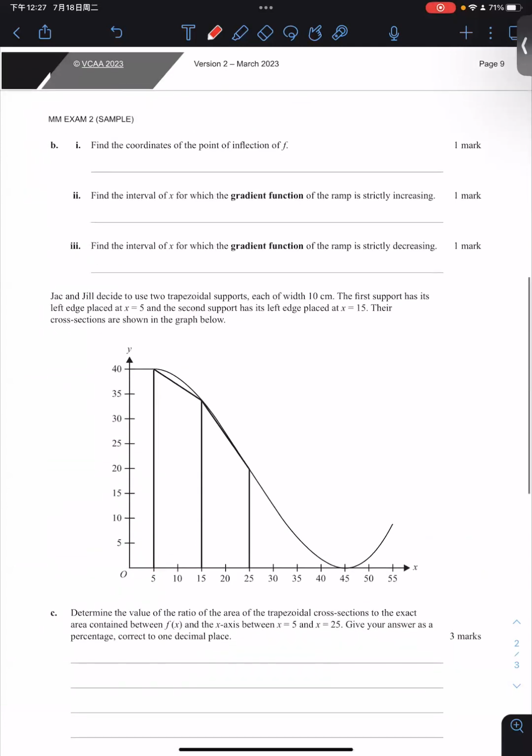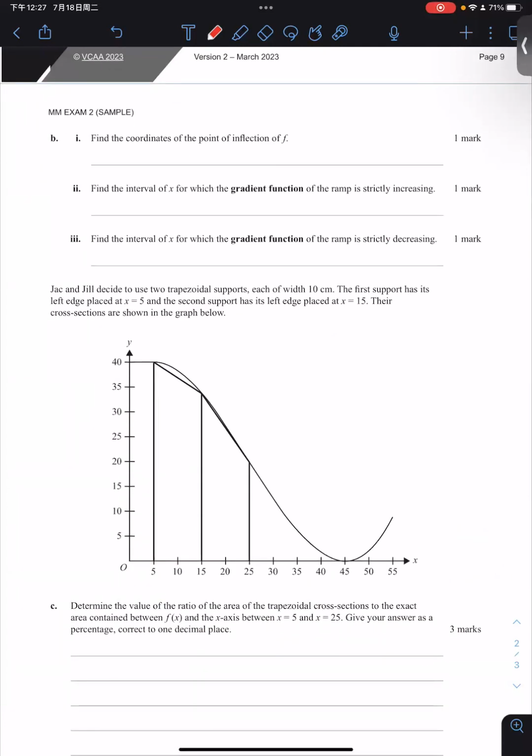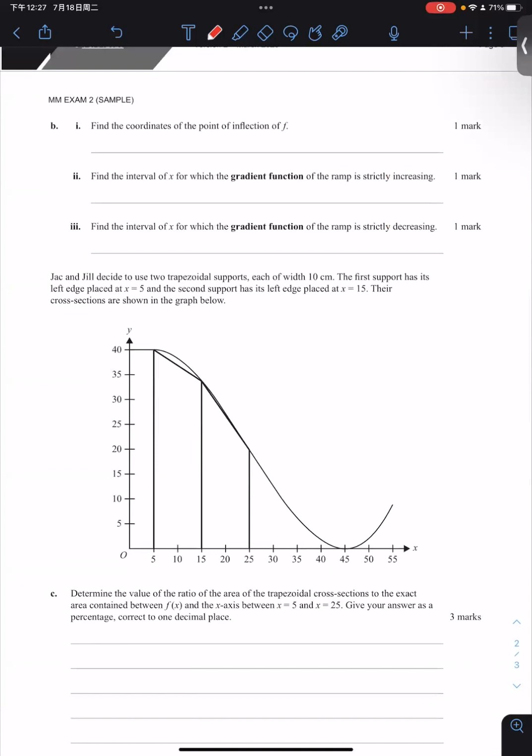Part B. Find the coordinates of the point of inflection of f. In Chapter 10, we discussed the shape of the graph and the second derivative of the function. The first derivative defines strictly increasing, strictly decreasing, and the stationary point, and the second derivative defines whether it is concave up, concave down, or whether we have the point of inflection.